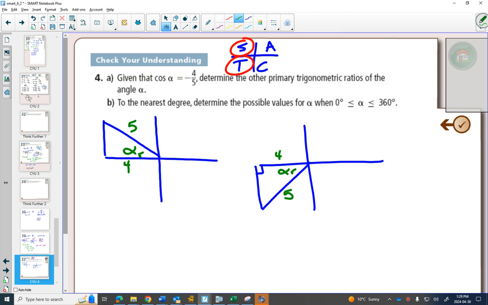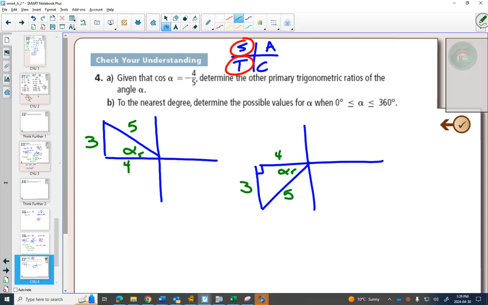And trig questions, especially as we get into higher math, they like using these special triangles. Do you recognize the special 3, 4, 5 triangle? You could do a squared plus b squared equals c squared. But it's a famous triangle. And if you recognize it, you can just write 3, 4, 5 right away.